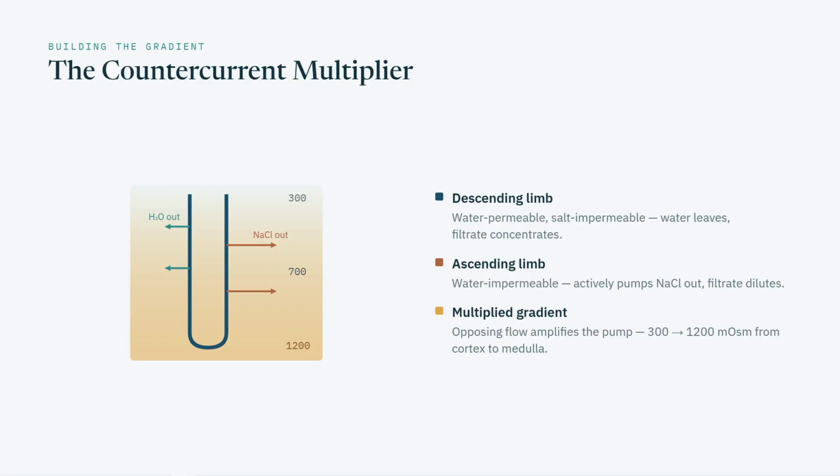Now here's the clever part, because the two limbs run right next to each other in opposite directions. The salt pumped out by the ascending limb makes the fluid entering the descending limb even saltier, which loads more salt to pump out next, and the effect compounds down the loop. That's the multiplier. The result is a standing gradient from about 300 at the top to 1200 milliosmoles at the very bottom. The kidney has basically built a battery of saltiness, and next we'll spend it.